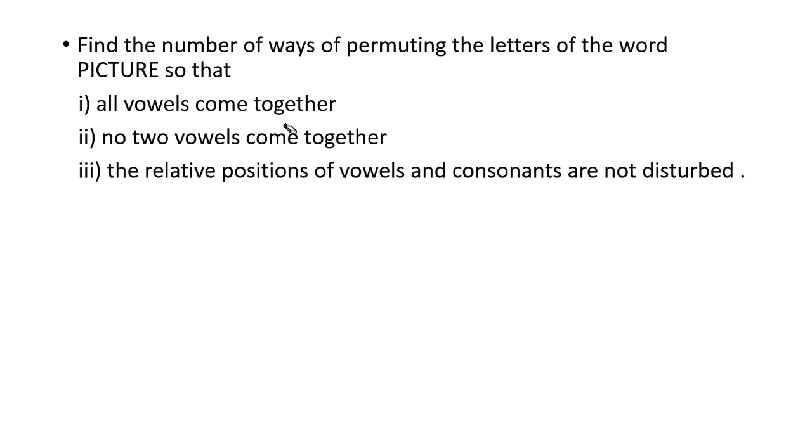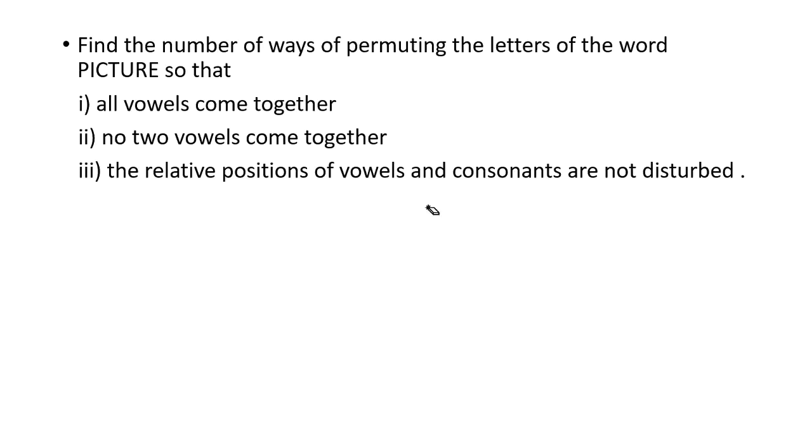So I think you can understand the first 2 parts easily. All the vowels come together means what you have to do is you have to tie up all the vowels and then we have to arrange. No 2 vowels come together means first we have to fill up the consonants and then the remaining gaps with vowels. The third one, the relative positions of vowels and consonants are not disturbed.